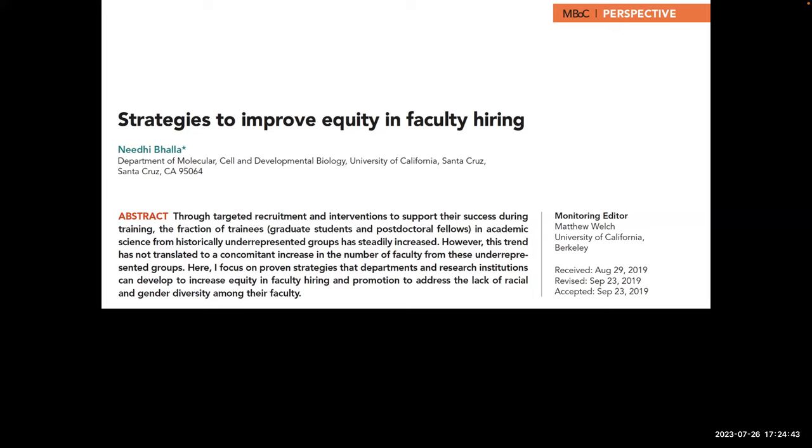I am a member of the ASAP bio board, and one of the reasons I am a member and committed to the use of preprints is because I think it's an important strategy to improve equity in research assessment. In 2019, I was particularly focused on this in the context of faculty hiring. I wrote a perspective in my society's journal, ASCB's MBOC, on strategies to improve equity in faculty hiring. If you're interested, it's now publicly available and open access.